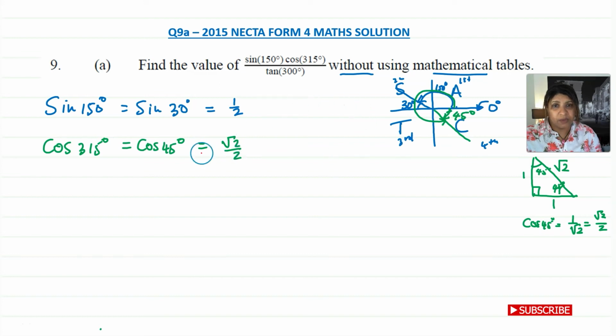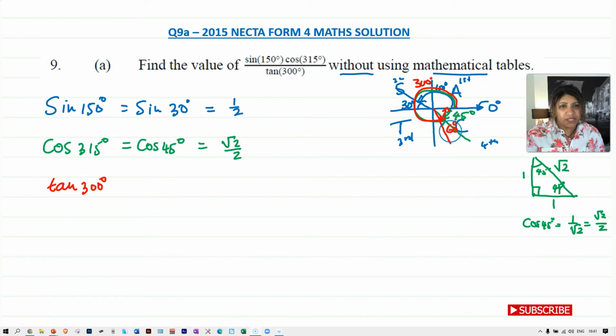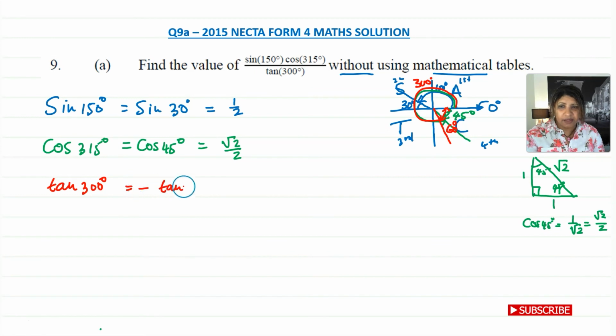Now we need to do tan 300 degrees. Again, we always start from here. Going anti-clockwise is positive, so 300 is going to be just before that line. So the principal angle is 300 degrees. That means this angle here is going to be 60 degrees. Tan is negative in this quadrant because cosine is the only one that is positive there. So that's going to be the same as negative tan 60.